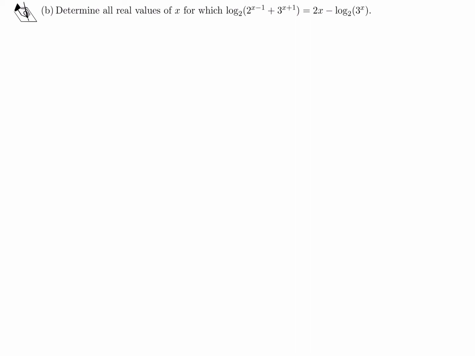Determine all real values of x for which the log base 2 of (2^(x-1) + 3^(x+1)) is equal to 2x minus the log base 2 of 3^x. Log base 2 of (2^(x-1) + 3^(x+1)) is equal to 2x minus the log base 2 of 3^x.